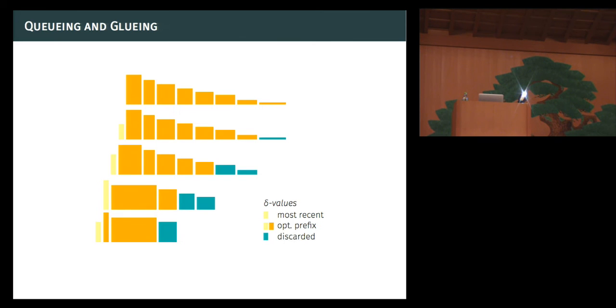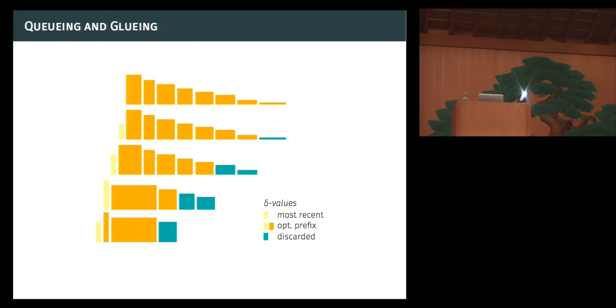Okay, and what about complexity? Observe that each block can be glued with the block to its left at most once. So this gluing could happen at most a linear number of times throughout the entire computation.